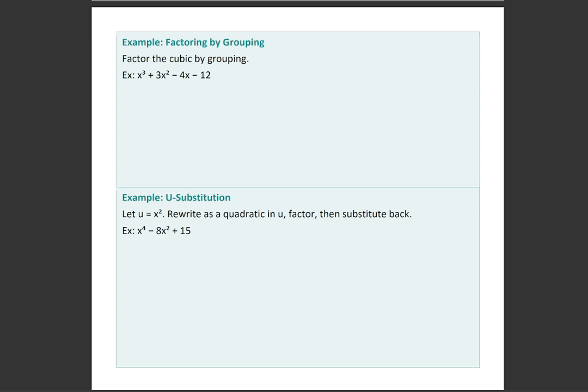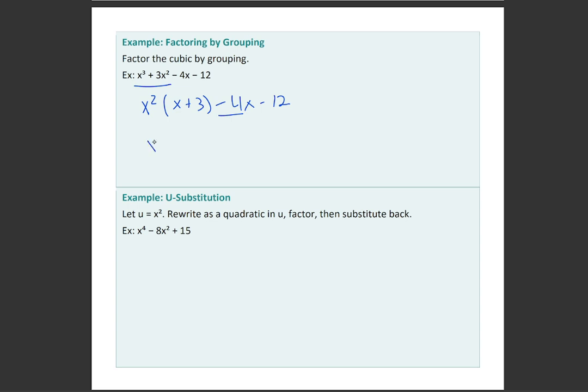And with this one is where we look for what's common between our first 2 terms. Well, between the first 2 terms, x cubed and 3x squared, I can pull out an x squared. I'm left with x plus 3 then. And I haven't done anything to the next 2 terms. Well, if I could get an x plus 3 again out of that second 2 terms, that would be really great. And the way to make that happen is to factor out this minus 4 that's sitting in front of the x.